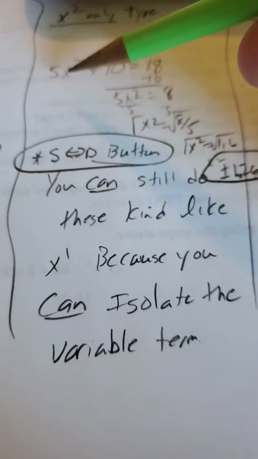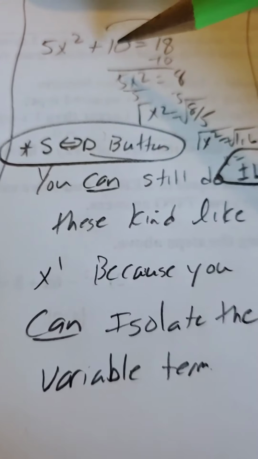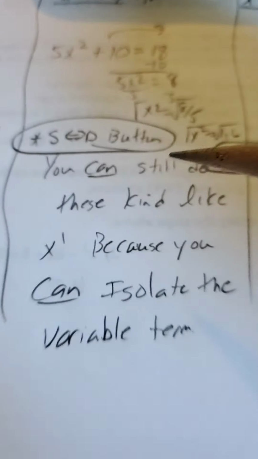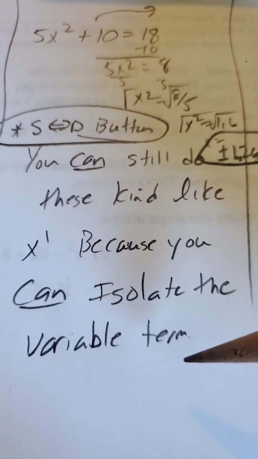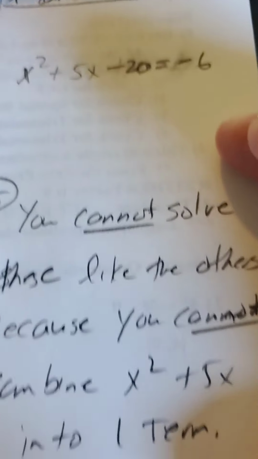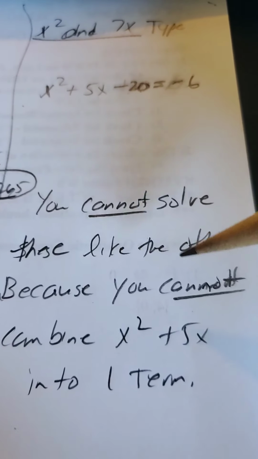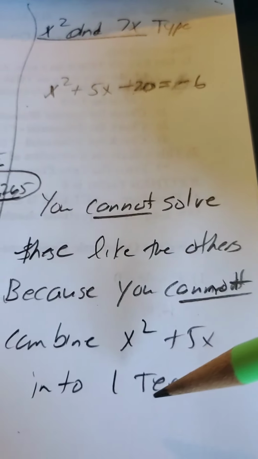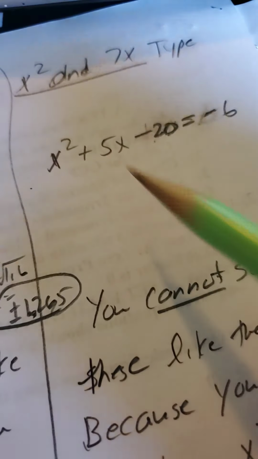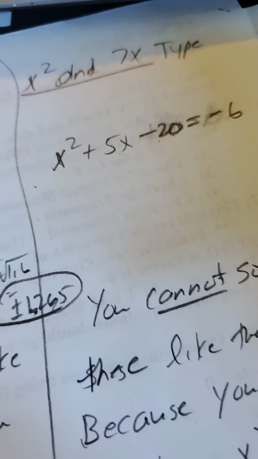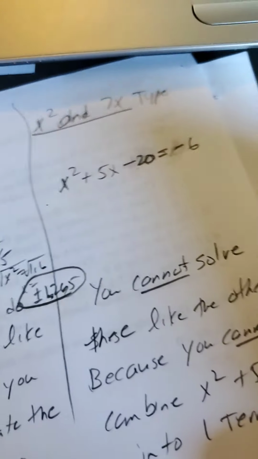Okay? But this can still be done the same way, where you try to get x on one side and move all the numbers to the other side. You can still do these kind like the x to the first because you can isolate the variable term. I can get 5x squared by itself and solve for x. In this kind, you cannot. You cannot solve these like the others because you cannot combine a 5x squared and a 5x into one term. Instead of moving the 20 over here and trying to combine these, which you cannot because they're not like terms, we're going to need to do a totally different philosophy on this problem.